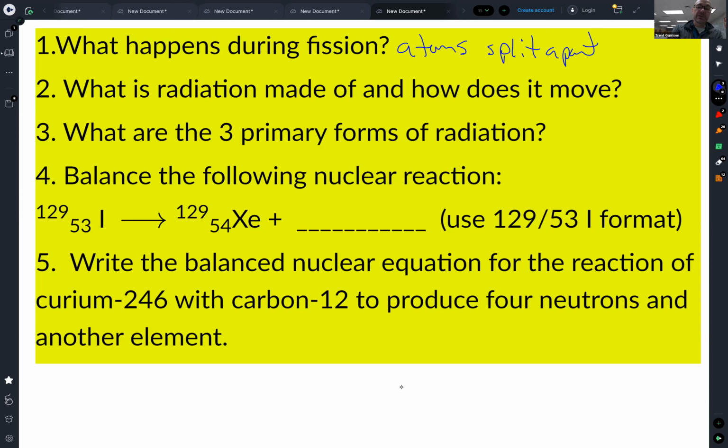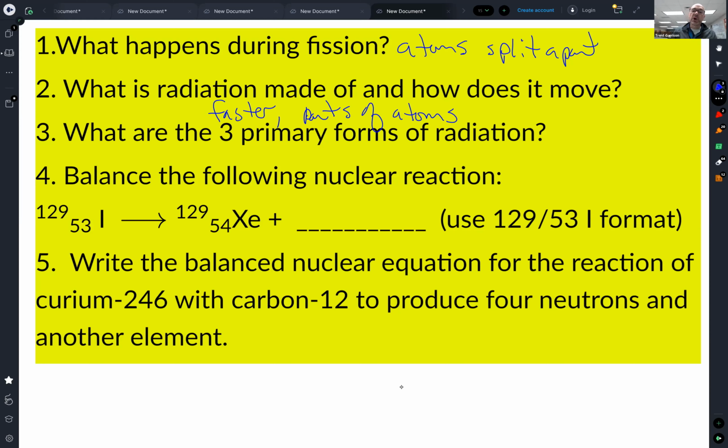What is radiation made of and how does it move? Well, it moves fast, close to the speed of light. And what is it made of? Parts of atoms. This is what happens after fission or after fusion. When the atoms smash together, they break apart into smaller pieces that fly out very, very fast.